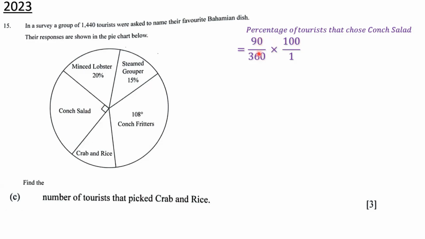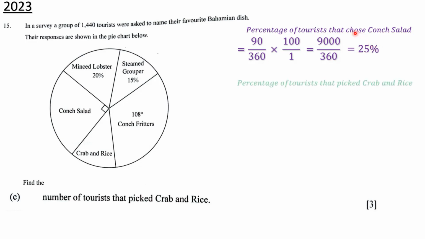So we have 90 over 360 multiplied by 100 over 1, because we want to change this fraction into a percentage. We say 90 times 100, which is 9,000, and we have 360 multiplied by 1, which is 360. And now we divide 9,000 by 360. That's going to give us 25. And so what that means is 25% is the percentage of tourists that chose conch salad.